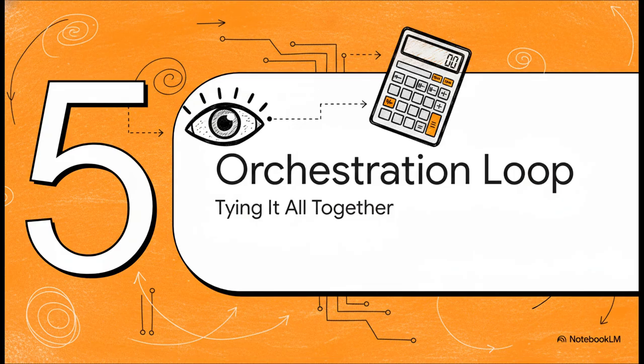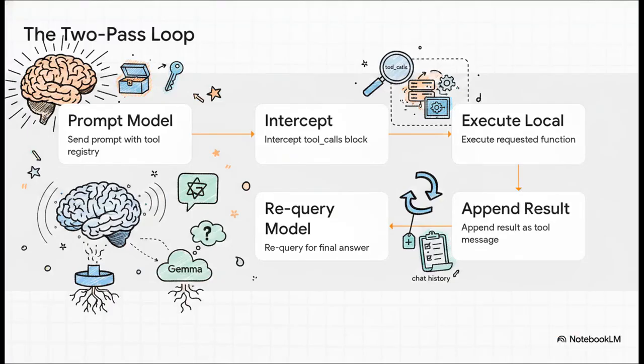Section 5. The orchestration loop. Okay, so how do we actually tie the brain, the eyes, and the calculator all together? We use a two-pass loop with Ollama handling the heavy lifting. First, we send the prompt and our available tools to the model.